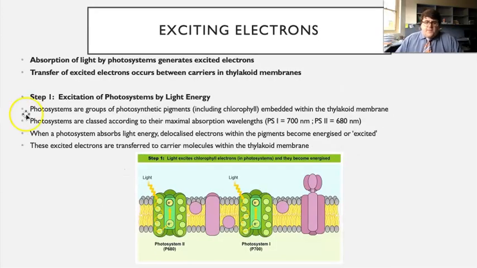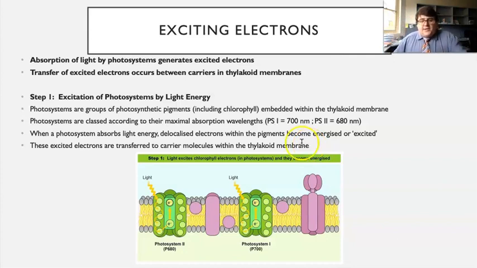So the very first step, step 1, the excitation of photosystems by light energy. Photosystems are a group of photosynthetic pigments, such as chlorophyll, that are embedded within the thylakoid membrane, which we talked about in the first video. Now photosystems are classed based on their maximum absorption wavelengths. So we've got photosystem 1, which will absorb wavelengths of up to 700 nanometers, and photosystem 2, which will do 680 nanometers.